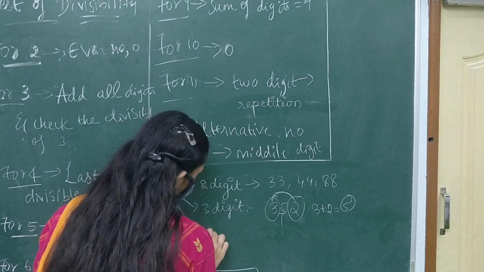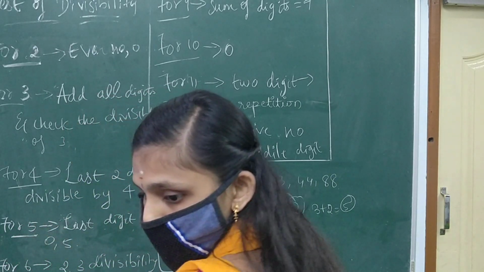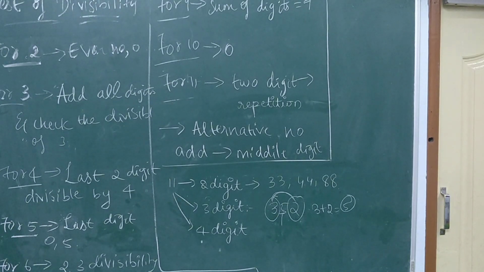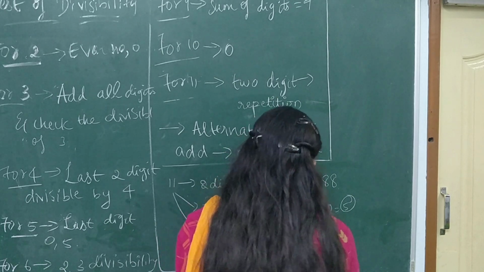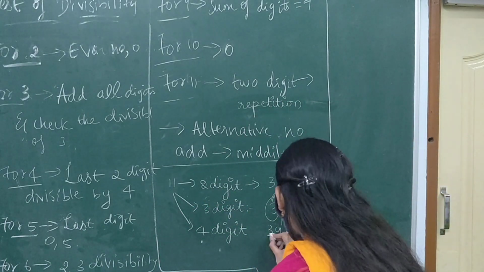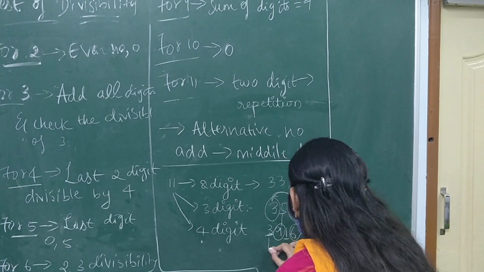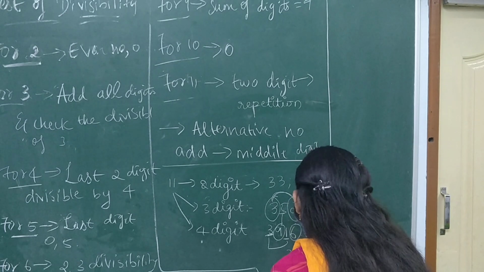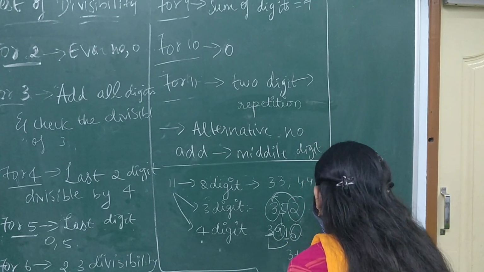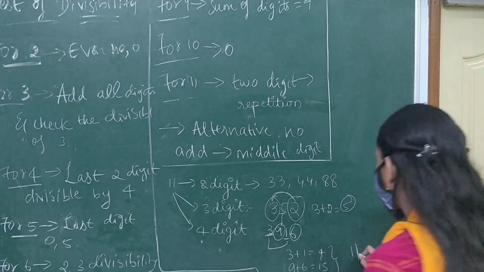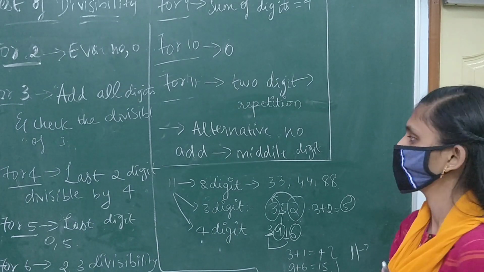Now we'll take up a 4-digit number, 3916. Pick the odd places, 3 and 1, and the even places, 9 and 6. I am adding the odd places: 3 plus 1 is 4, and 9 plus 6 is 15. If you subtract these, we get 11. So the result should be divisible by 11 in the case of a 4-digit number.